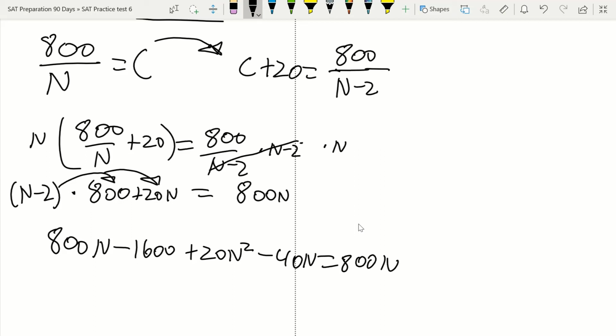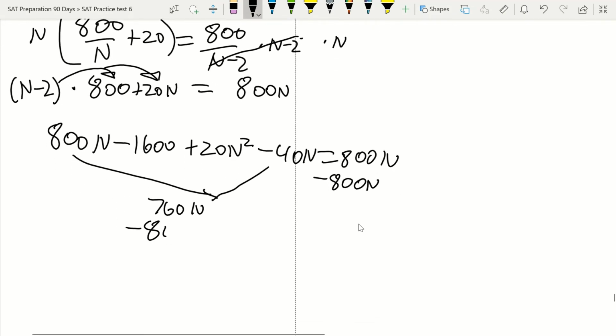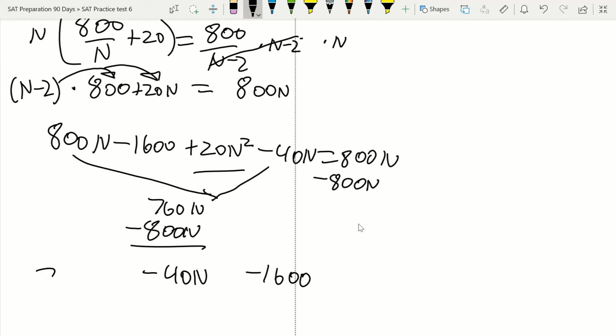At this point, we go ahead and solve for N. To do that, we're going to get all of our N's on one side, set it equal to 0, and then factor it. So we're going to subtract 800N. We know 800N combined with this negative 40N gives us 760N. Now we're subtracting 800N from that, which gives us negative 40N. We've got a negative 1600 there that stays and drops down. We're going to have a plus 20N squared, and that's all set equal to 0.